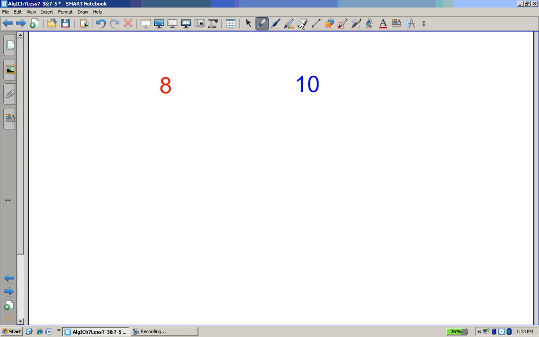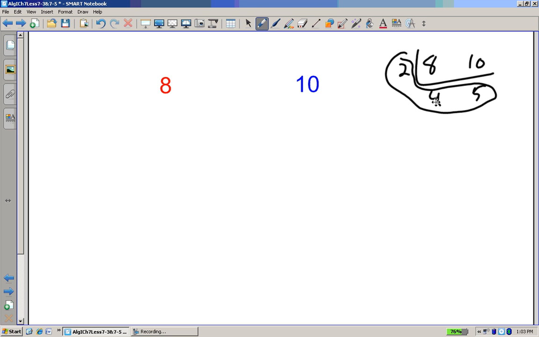If I want some smaller numbers to deal with, let's see, 2 goes into both 8 and 10. Nothing goes into 4 and 5 besides just the number 1, so I'm just going to go ahead and multiply these. 2 times 4 is 8, times 5 is 40.